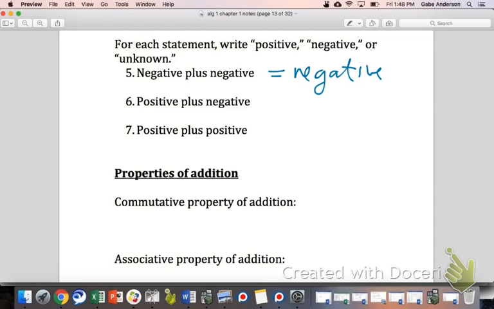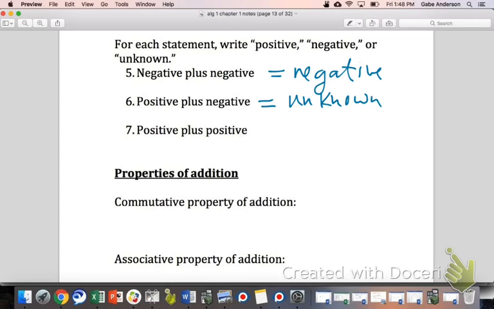Nice work. Okay, so number 6 was positive plus negative. Morgan, what do you think about that one? Unknown. Why do you say unknown? You don't know which number is bigger. That's exactly right. It depends on which number is bigger because it's essentially saying go right then left. It doesn't really come down to how far right and how far left. And so since we don't know which one has the bigger absolute value, we really have to say unknown right there.